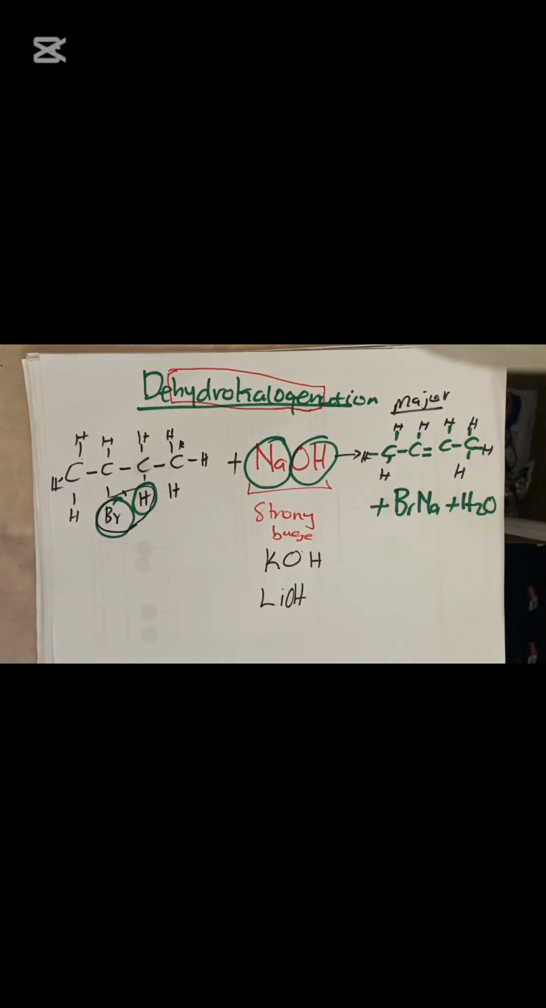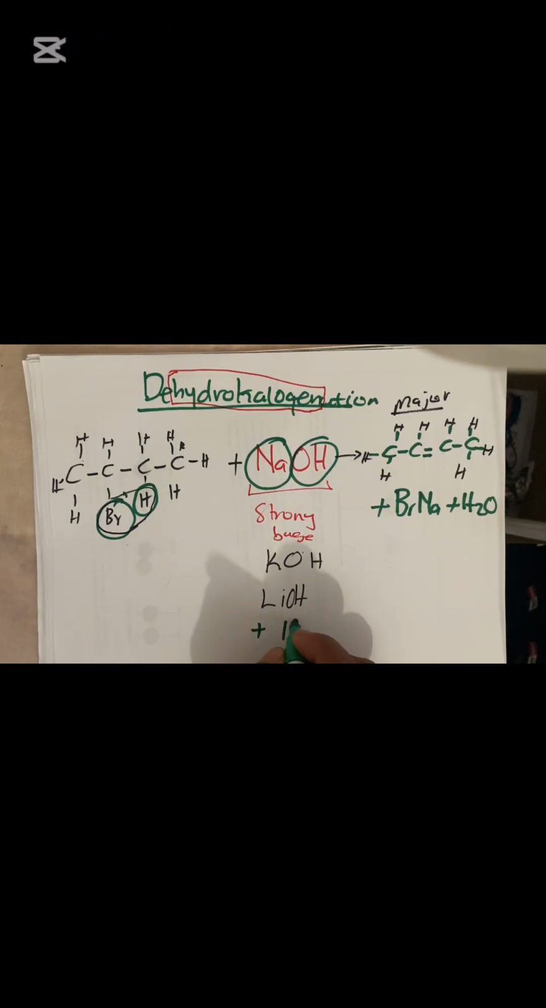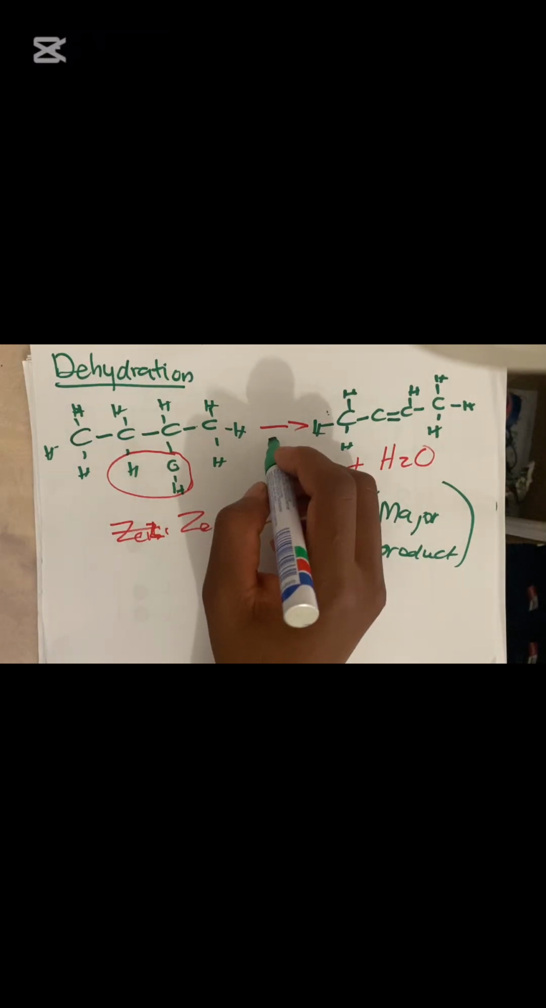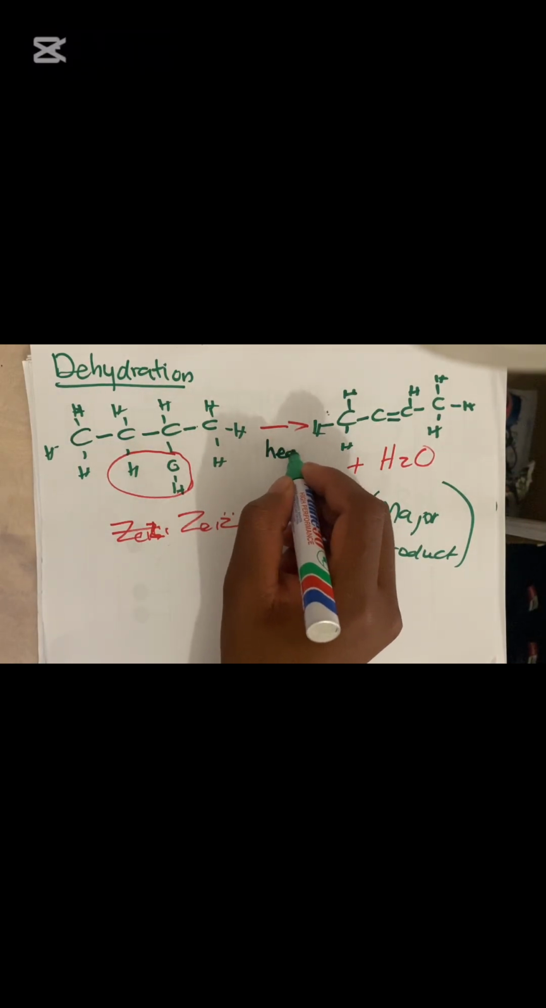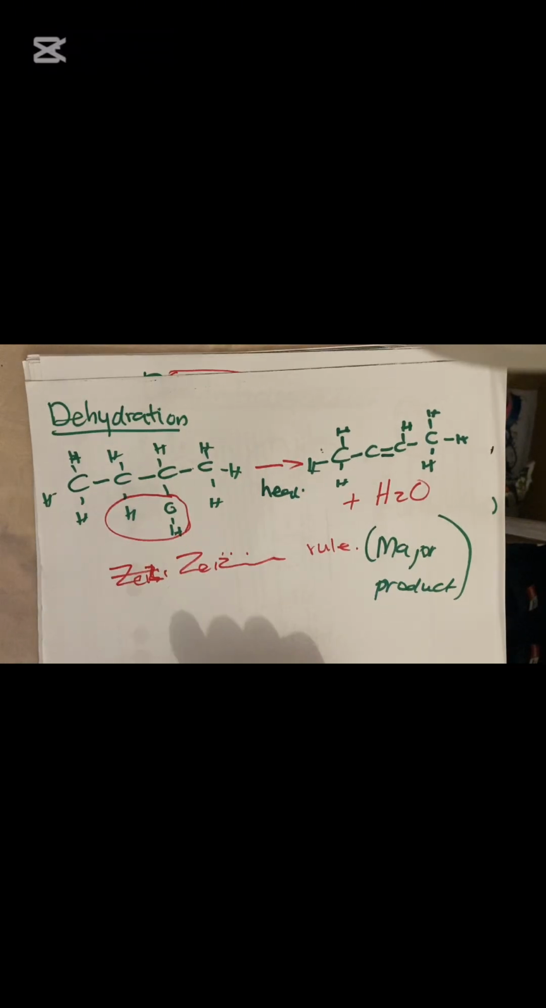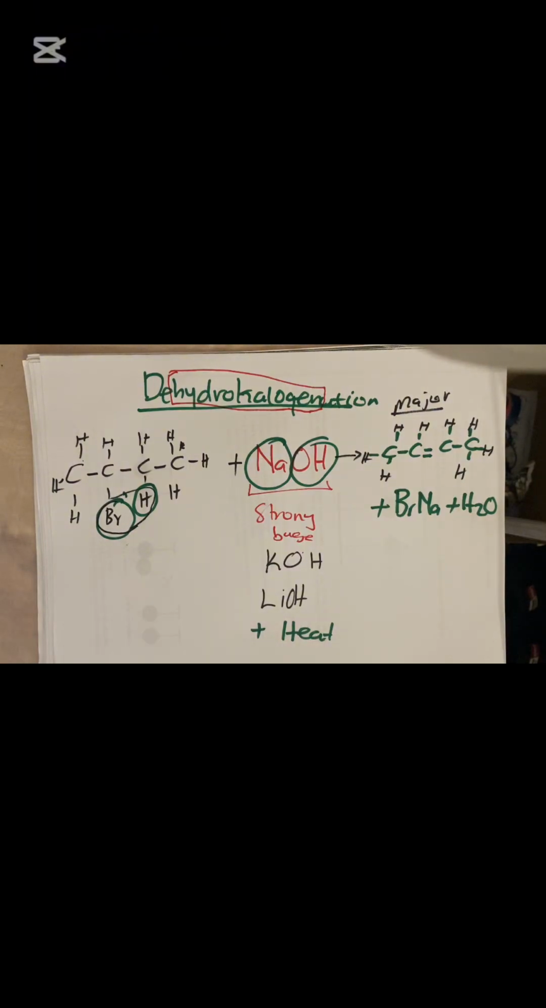Reaction condition, there must be a strong base and heat. I didn't mention, guys, the reaction condition for dehydration. Please allow me to do that. We have the reaction condition of heat. We use heat to eliminate water, to make water escape. Right. So that is what we call dehydrohalogenation.